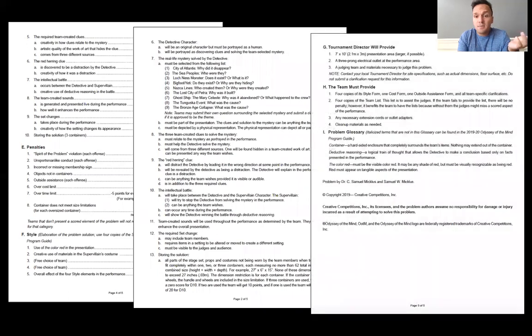So that's pretty much it. And then of course you have the tournament director providing what the tournament director has to provide. The team must provide 4 copies of its style form. There's the problem glossary as well. So definitions like container, deductive reasoning, what those words mean in this problem. And that's it. That's a long-term problem.